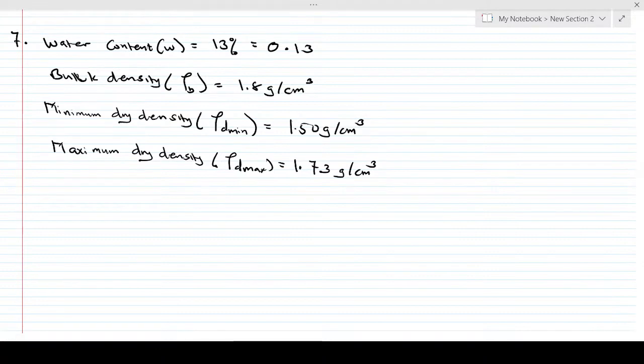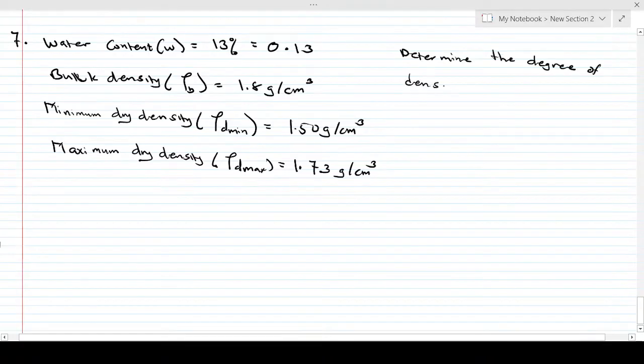Now the question is to determine the degree of denseness of the soil. That's the question. So let me write that one. We have to determine the degree of denseness of the soil.